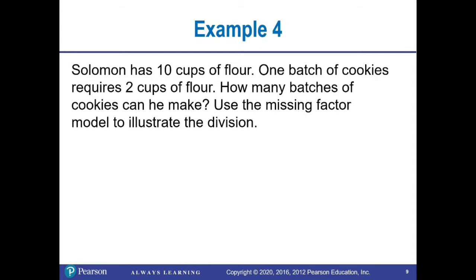In our next example, Solomon has 10 cups of flour. He wants to make cookies, and 1 batch of cookies requires 2 cups. And what we want to know is how many batches of cookies can he make? Notice again, our directions ask us to use the missing factor model to illustrate our division. So I think to myself, 2 times what equals 10? Well, when I think about those multiplication facts, 2 times 5 equals 10. And so my answer here is 5.